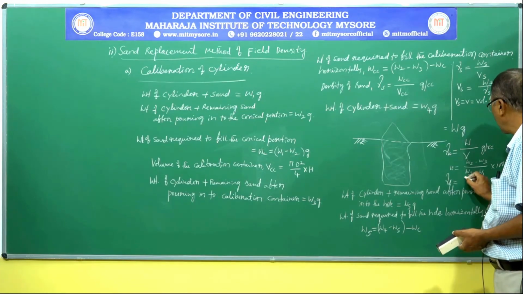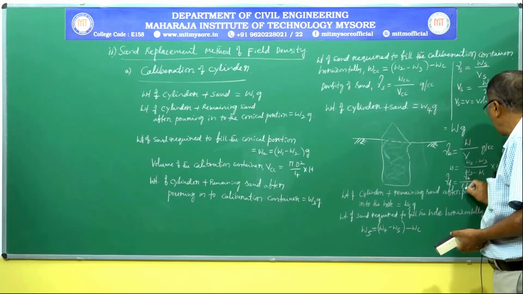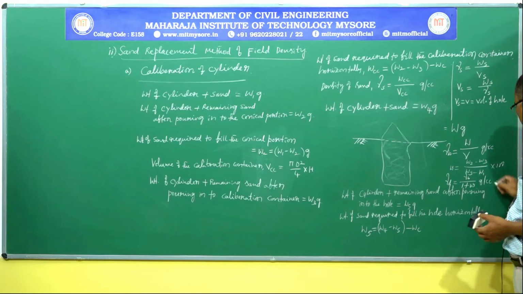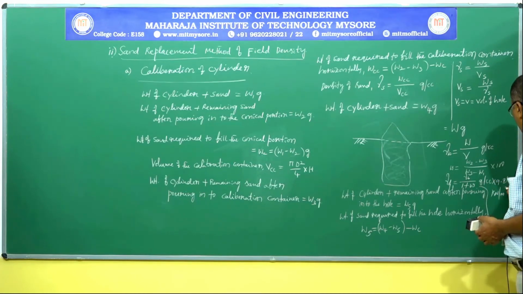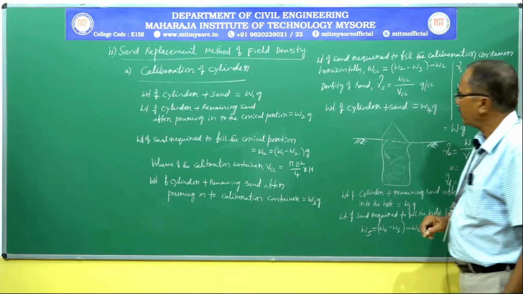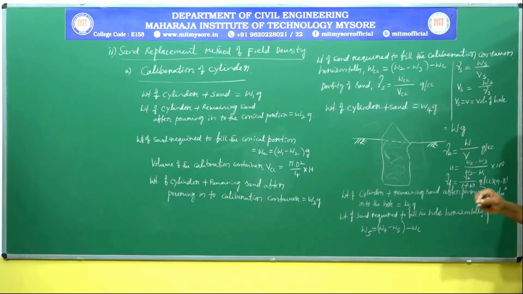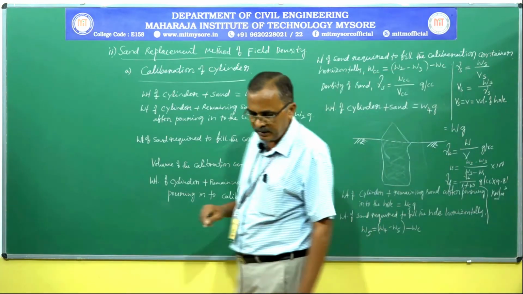Gamma D is equal to gamma B divided by 1 plus w, so many gram per cc. Of course, this can be conveniently expressed in kilonewton per meter cube in the SI system by multiplying this by 9.81, so many kilonewton per meter cube. Generally we take the field density as the average of 2 or 3 determinations for all important works. So by using this simple procedure, we can determine the density of soil in the field.